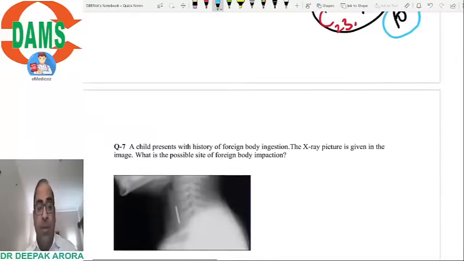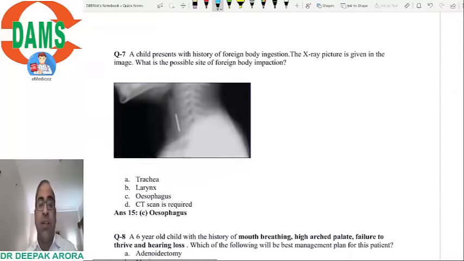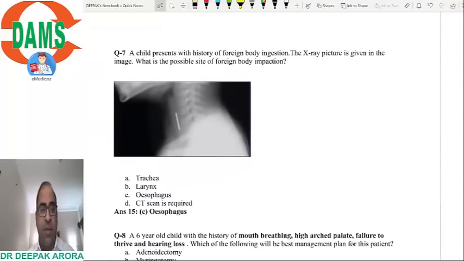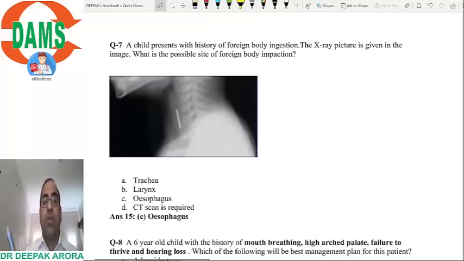Done. Coming on to the next one, a very simple question. A child has a history of foreign body and an X-ray is shown to you. What is the basic concept? Just remember, beta, we look for AP view and lateral view.